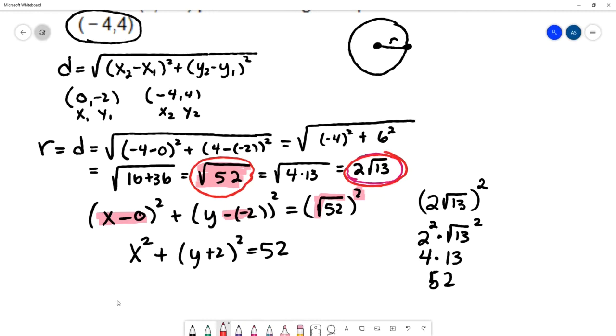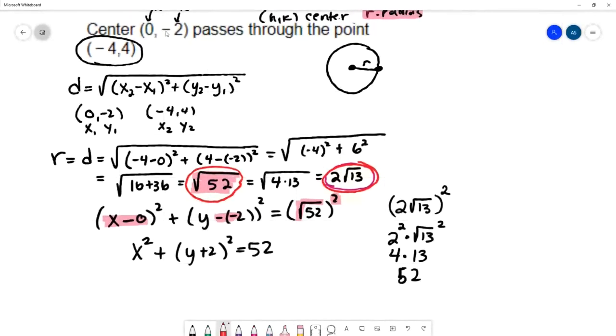So our final answer for the equation of the circle with a center of (0, -2), passing through the point (-4, 4), is x² + (y + 2)² = 52.